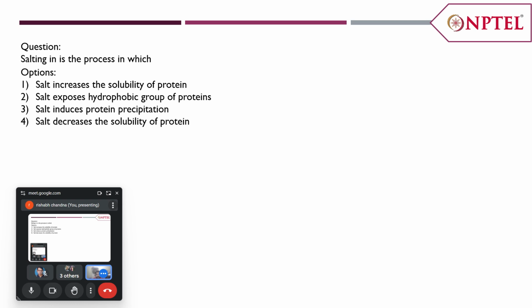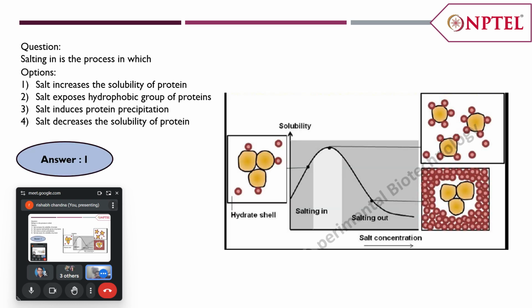So here the correct answer is that salt helps in increasing the solubility of the protein. How? As I have told just now, in a normal scenario the protein is in a water phase as a solution. So it has a hydration shell, that is water surrounding the protein. We first have to remove this water shell to make it soluble inside the particular organic or inorganic solvent.